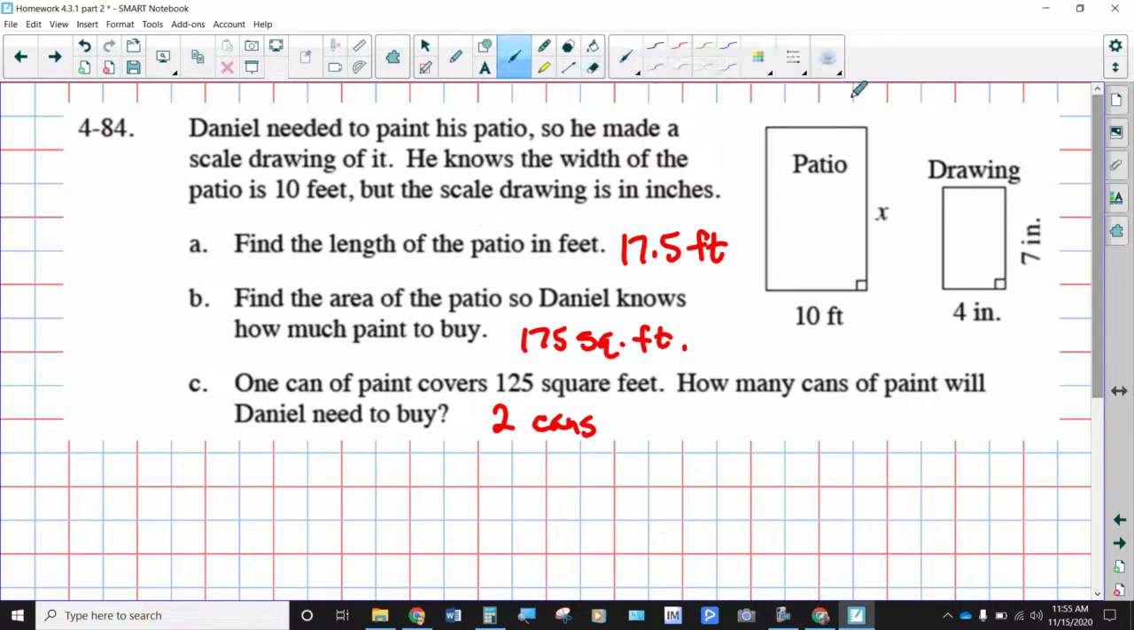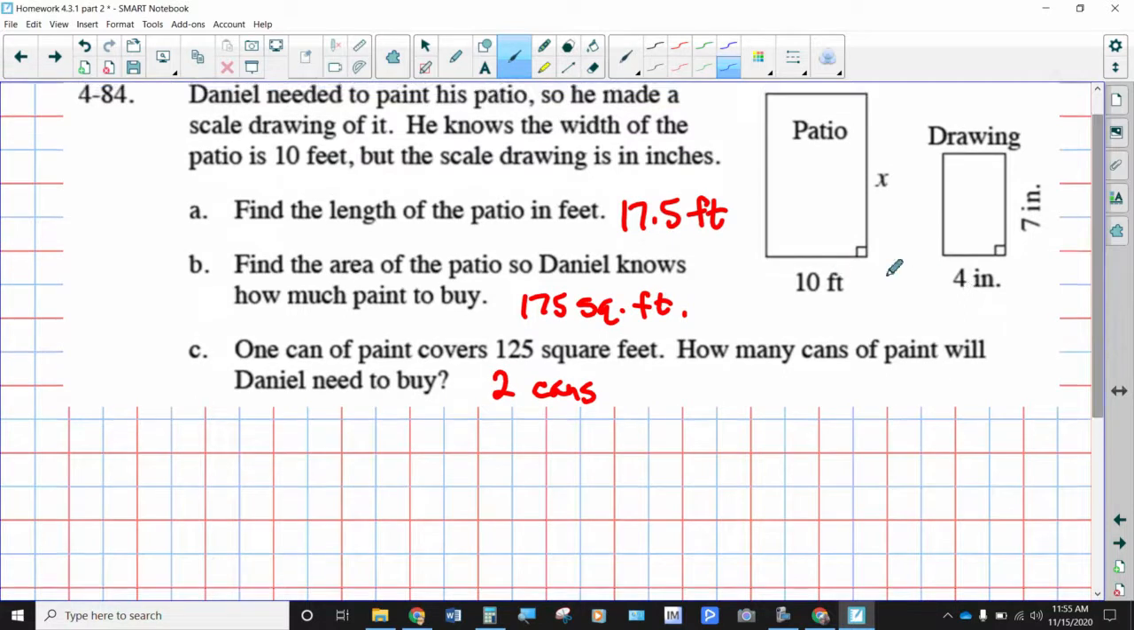And a lot of students think, hey, I got to do some conversions here because we can't do inches and feet. But you know what? There's something really interesting that happens here. When you're using proportional reasoning for these scale drawings and the actual dimensions, the unit of measurement doesn't make any difference. You just have to find the corresponding sides they put together. So this is the height for each one for the patio and the drawing, and this is the width or base for the patio and the drawing.